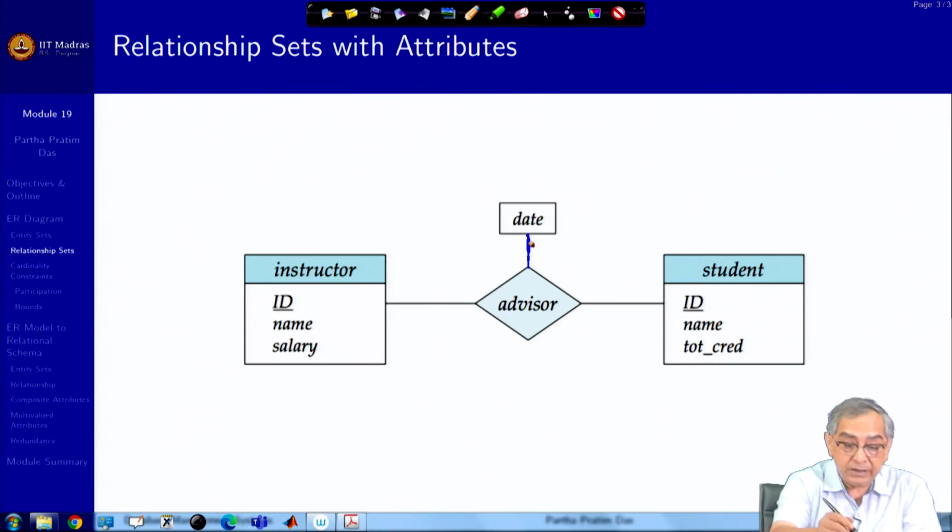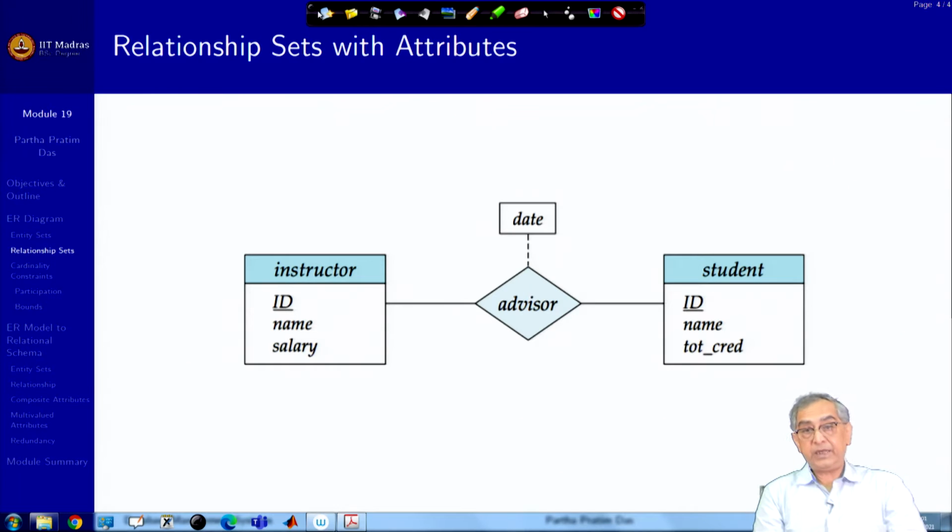But that is not the case. We use a dashed line. The moment we use a dashed line, it does not mean a relationship with an entity set. It means that this relationship has an attribute. So, date now is interpreted as an attribute, and it is an attribute of advisor. So, advisor will now become a triplet: instructor.id, student.id, date, right. So, remember.